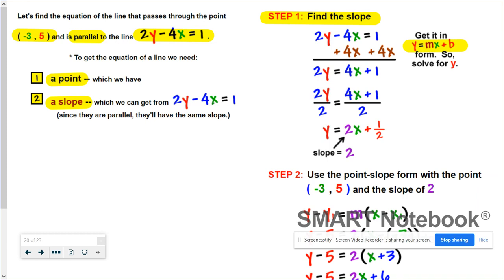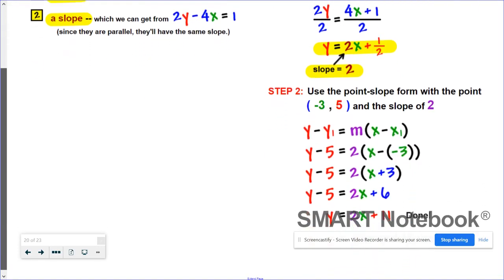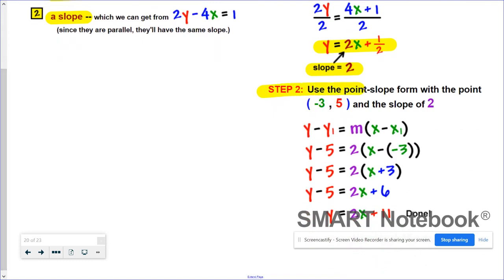And so that's what they've done on the right side of your screen here. They solved the equation 2y minus 4x equals 1 for y, and they got y equals 2x plus 1/2. So I know the slope of the given line is 2. Now I want to write the equation of a line parallel to that line, and parallel lines have the same slope. So I'm going to use the given point and the fact that the slope is 2, and I'm going to write the equation of my line.